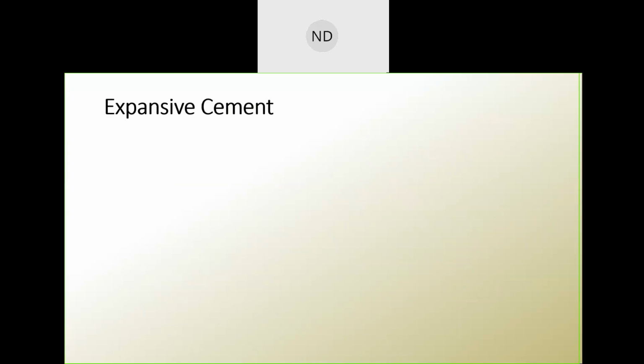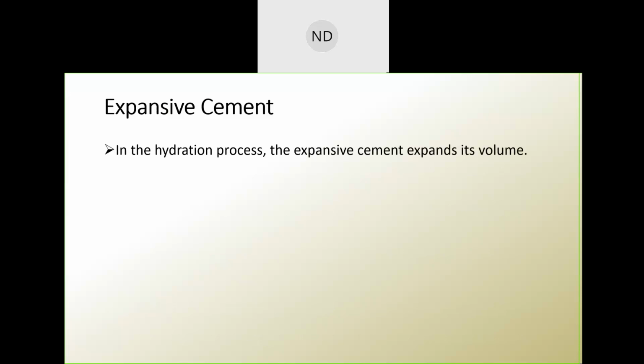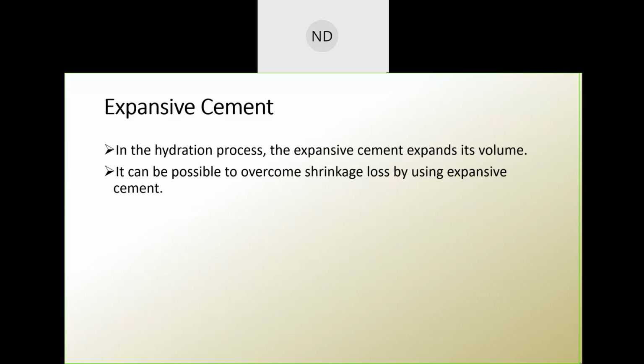Next is your expansive cement. In the hydration process, the expansive cement expands its volume. It is possible to overcome shrinkage loss by using expansive cement. This is another kind of cement where you want to limit your shrinkage loss. You don't want your concrete to lose its strength due to shrinkage. Once your concrete shrinks, it will start cracking more easily. So you want your shrinkage to be less.